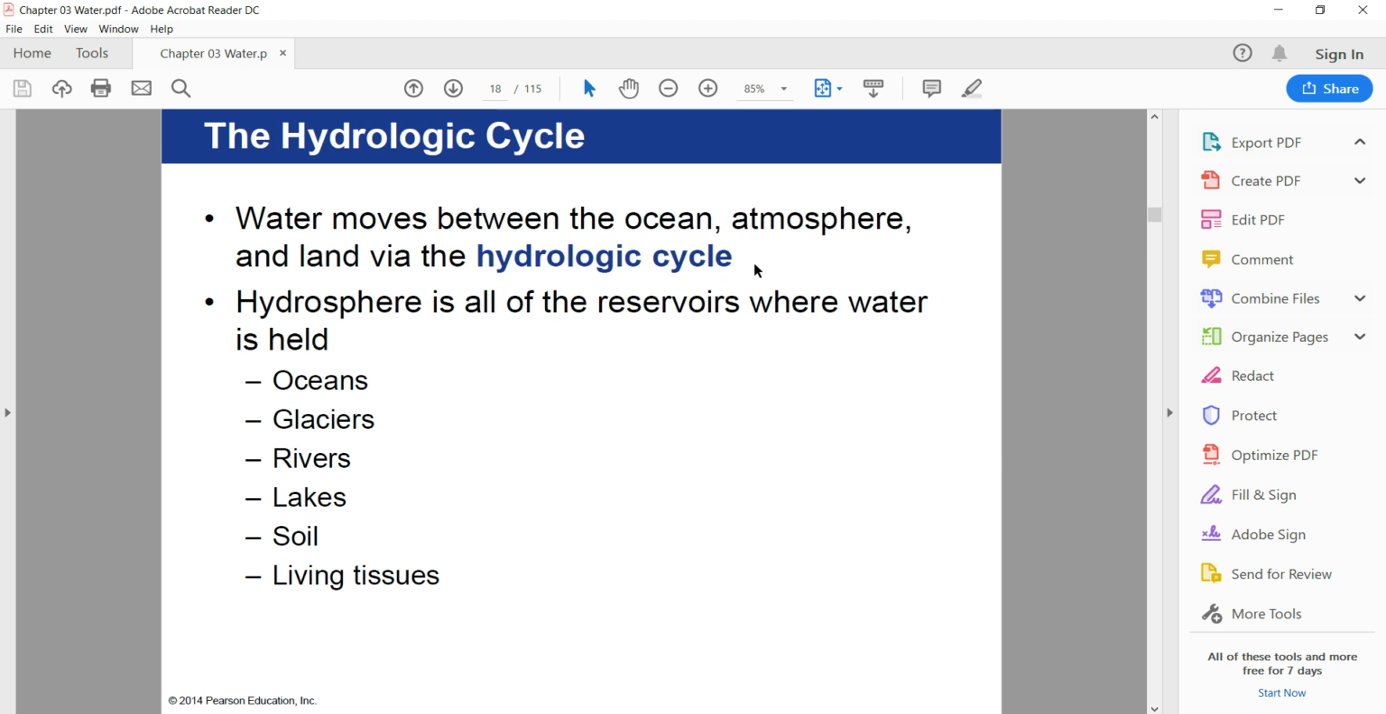First, the definition of the hydrologic cycle: water moves between ocean, atmosphere, and land via the hydrologic cycle. There are multiple cyclic processes in our environment. The hydrologic cycle is one, sometimes also called the water cycle. It explains how water moves between the atmosphere, on the surface, below the surface of the ground, in the rivers and ocean, and how the mass of water remains conserved.